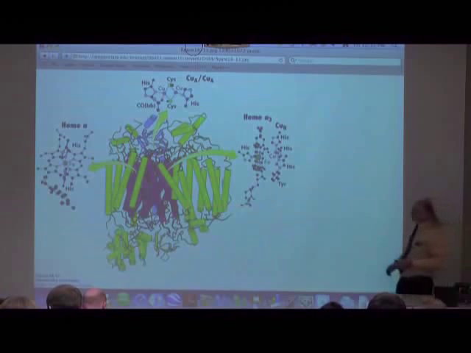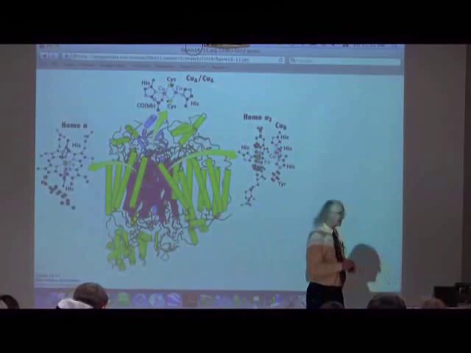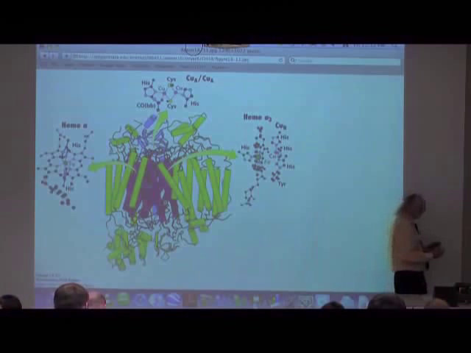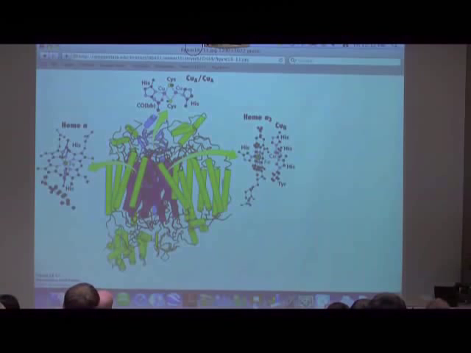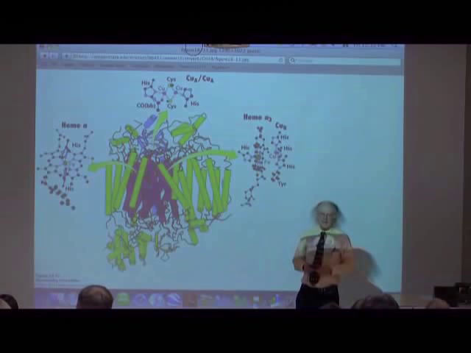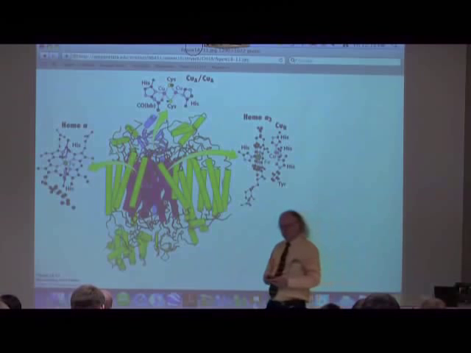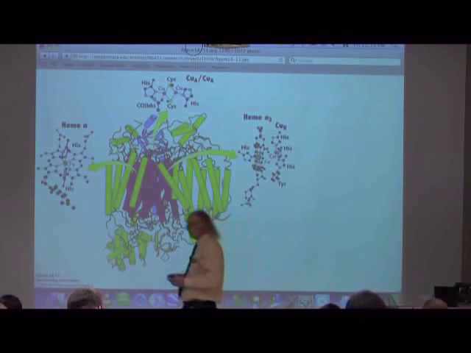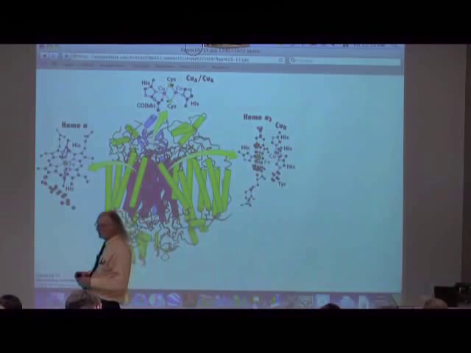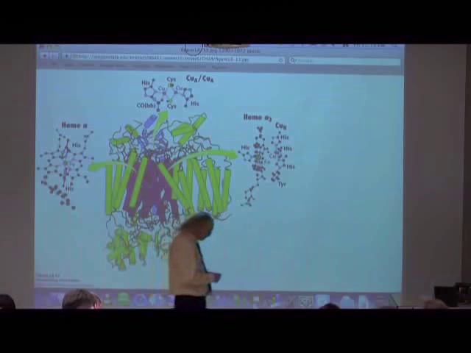Complex 4 is a pretty important complex because it's the last complex through which electrons pass before going to oxygen. And as I said earlier, complex 4 is the only complex that has heme groups that contain copper. And of course, heme is a part of a protein. We call that protein a cytochrome. Okay?